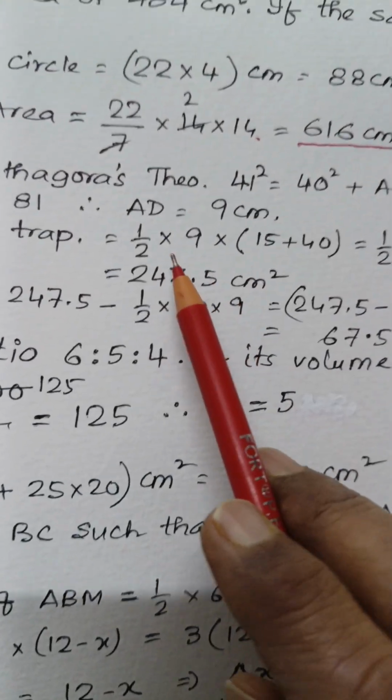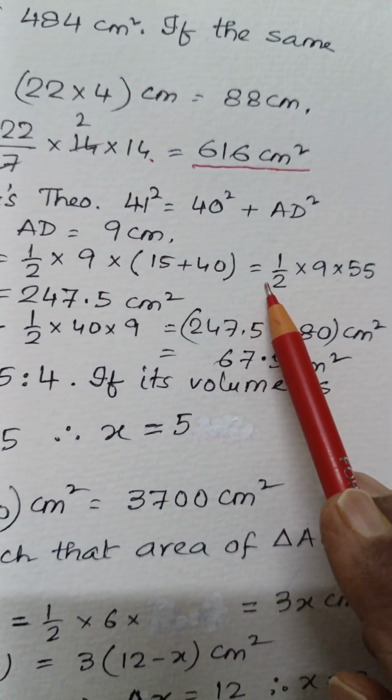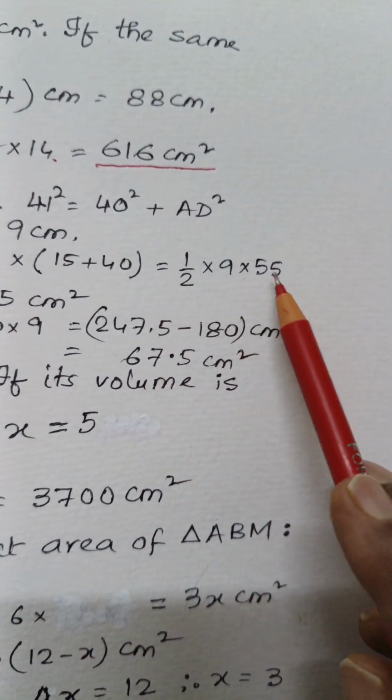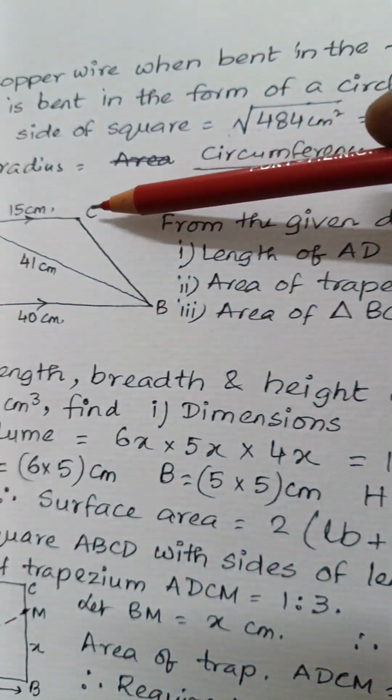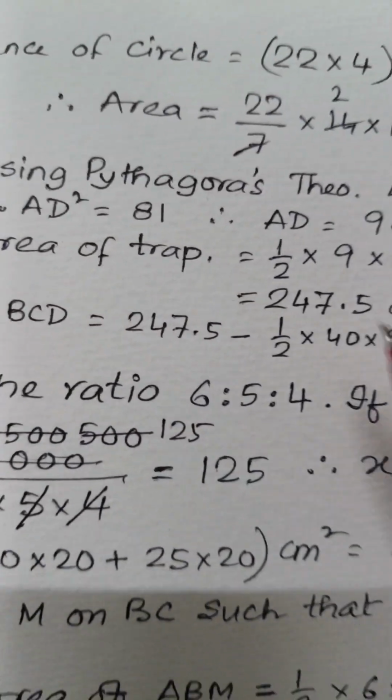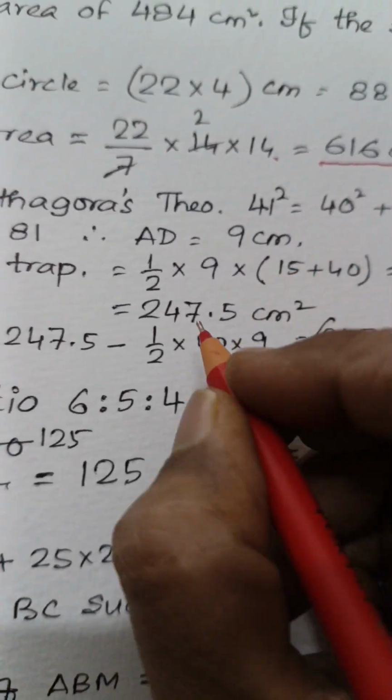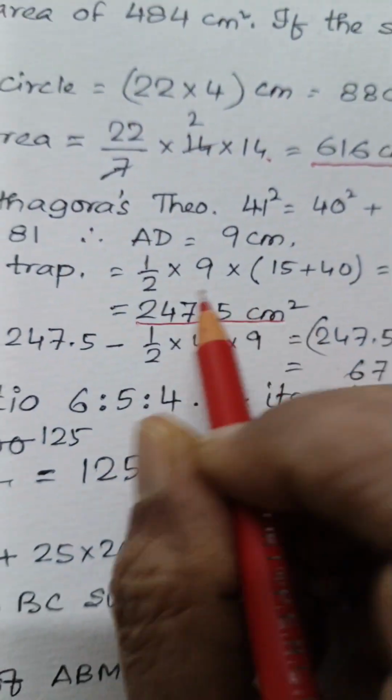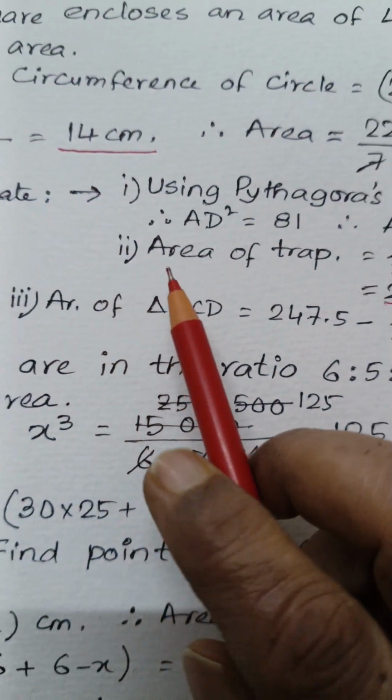Number 2 is area of the trapezium. Area of the trapezium is half into height into sum of the parallel sides. Half into height into sum of the parallel sides is 55. Why? 40 plus 15 is 55. Now we get the answer 247.5 centimeter square.